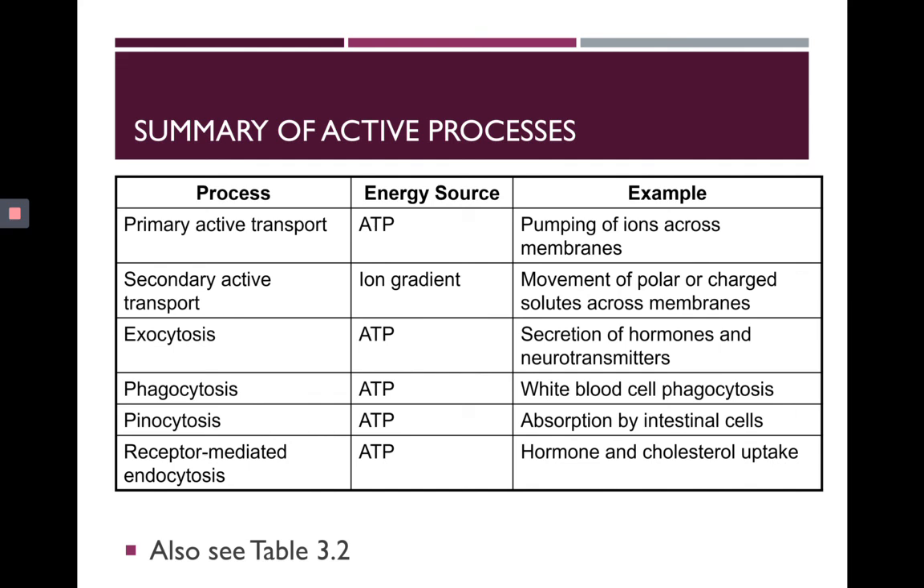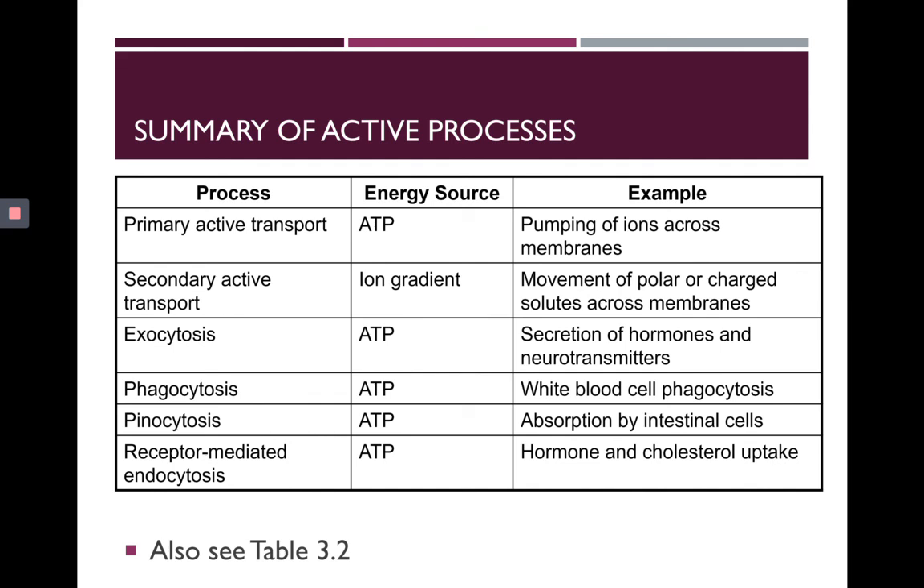And just to summarize our active processes, we had primary and secondary active transport. Secondary active transport indirectly uses ATP but relies on the ion gradient created during primary active transport. Our best example of primary active transport is the sodium-potassium ATPase, which acts as an antiporter to move sodium out of the cell and potassium in. And both with primary and secondary active transport, we are seeing things move from a low concentration to a high concentration, which was the opposite of passive transport.